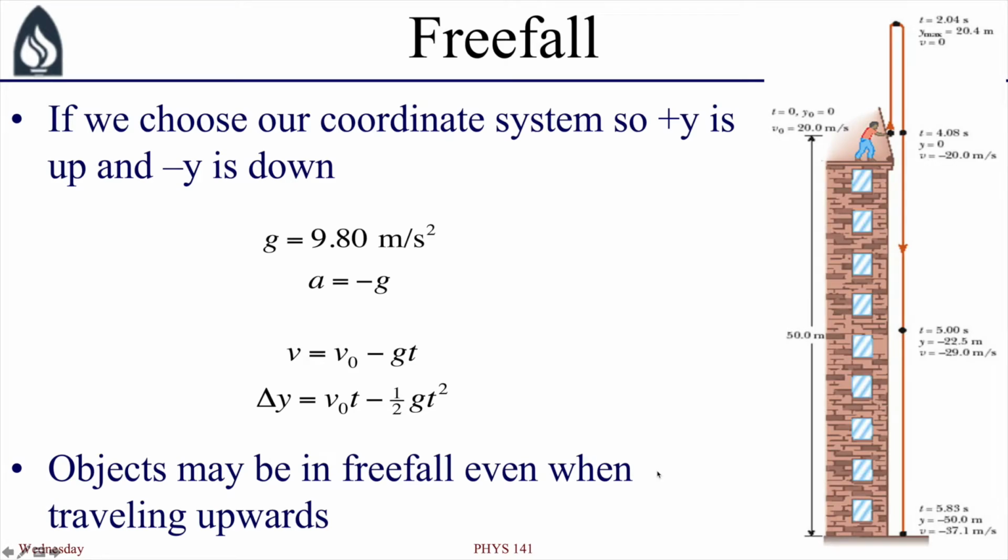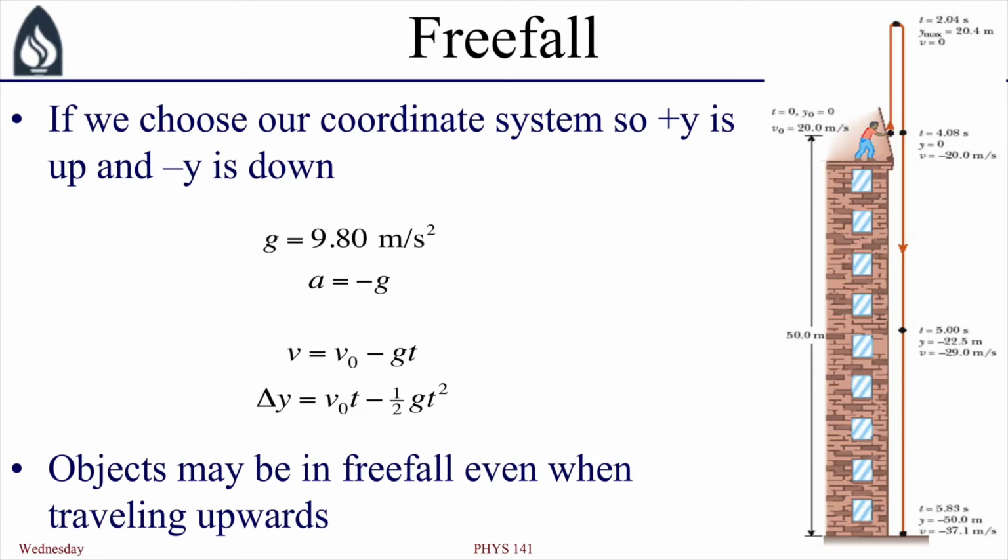Typically, when we look at problems that involve free fall, we choose our coordinate system so that positive y is up and negative y is down. That means that the acceleration experienced by an object in free fall is going to be in the negative y direction. Typically, we use the symbol g to represent the amount of acceleration of gravity, which is 9.8 meters per second squared near the surface of the Earth. Then the acceleration that we use is minus g, the minus indicating that the acceleration is in the downward direction.